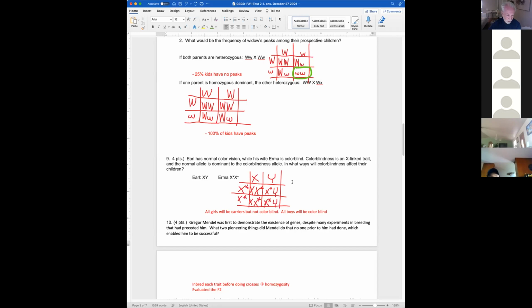His wife is colorblind, and we know that she has two X's, which I've called here X star. If you do a Punnett square, you can see which progeny are male and which are female. And you can see that all the girls will be carriers, but not colorblind, and all the boys will be colorblind. So that's the answer. Any questions about the reasoning, the rationale for coming to this conclusion?